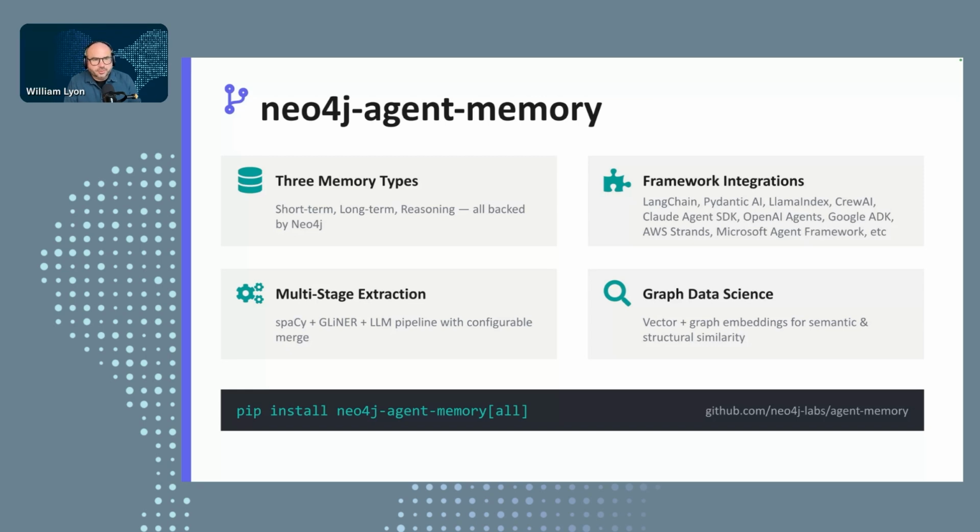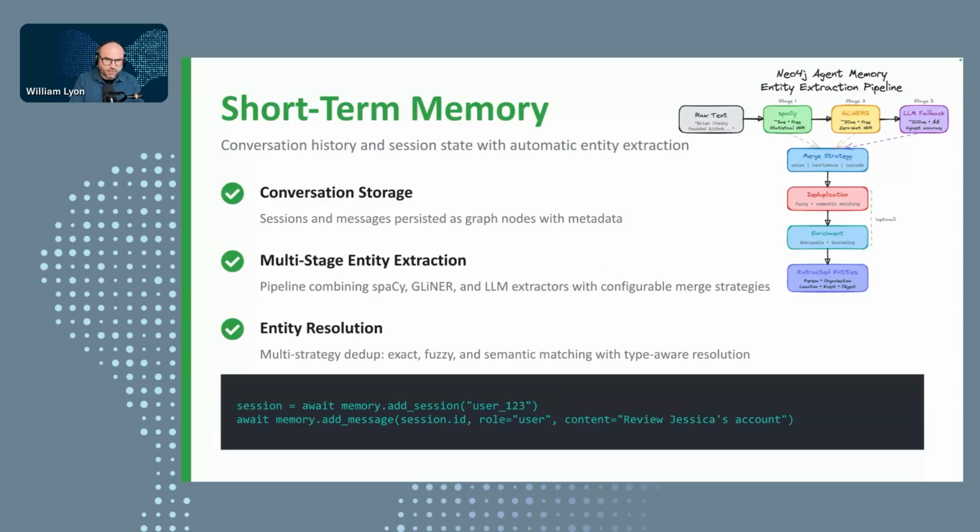But these are all abstractions that are baked into the Neo4j agent memory package, which we can install through pip, and integrates with pretty much any Python-based agent framework, and has lots of configurable functionality for things like entity extraction and working with graph data science. Now, I mentioned these three types of agent memory: short-term, long-term, and reasoning memory. Short-term memory we can think of as conversations, right? Conversation history, session state. This is really, though, an entry point into entity extraction, right?